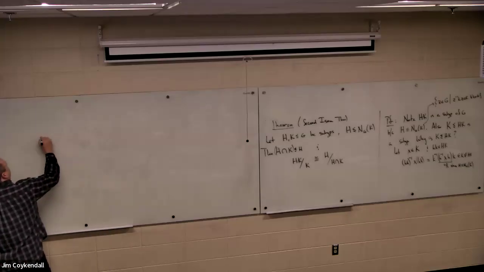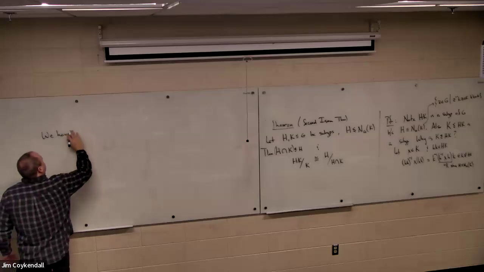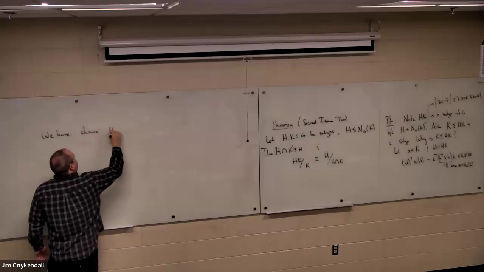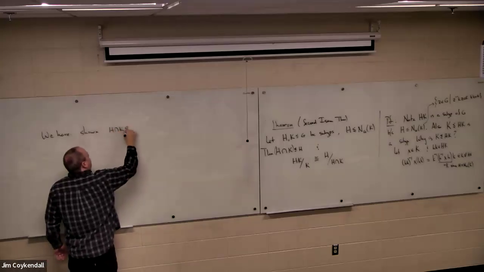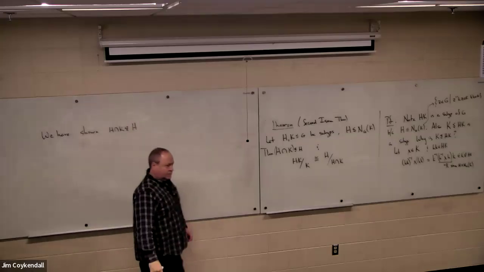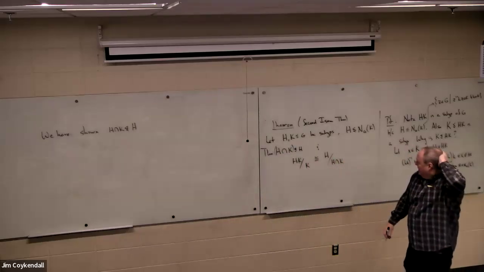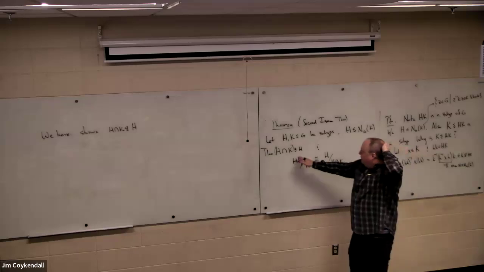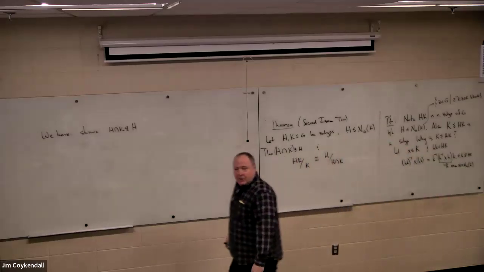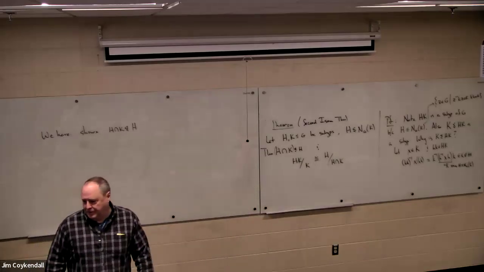Continuing with the proof, we have shown in your homework that H intersect K is normal in H, right? So that's the first thing that we need to show, and thank you, you all did it for me. So the last thing we need to do is show that isomorphism.